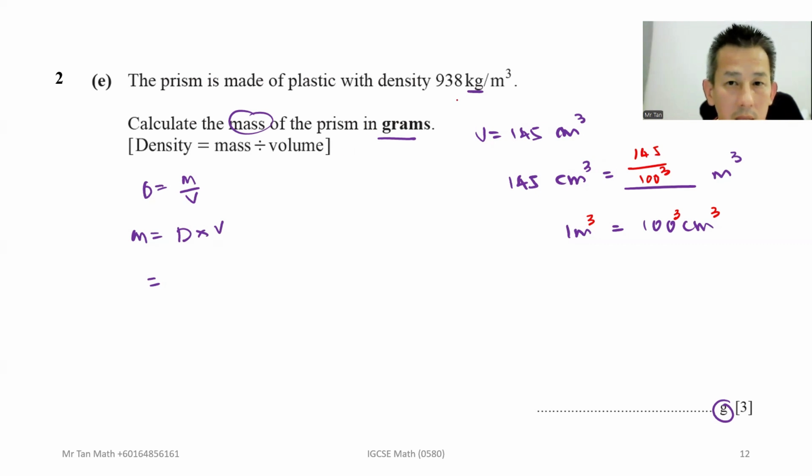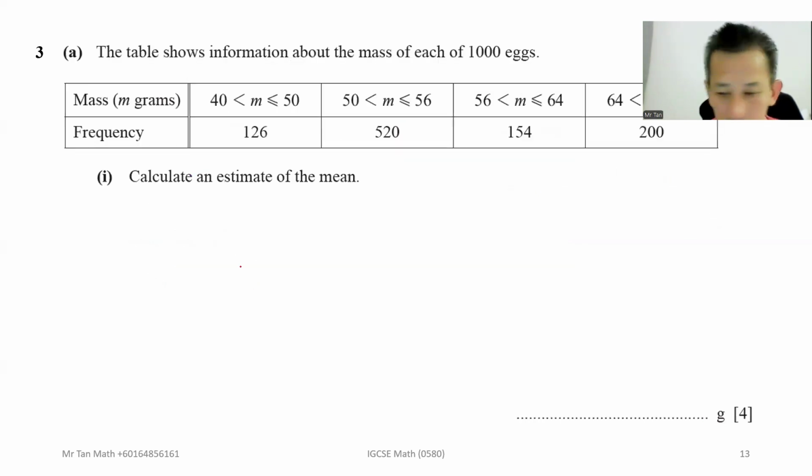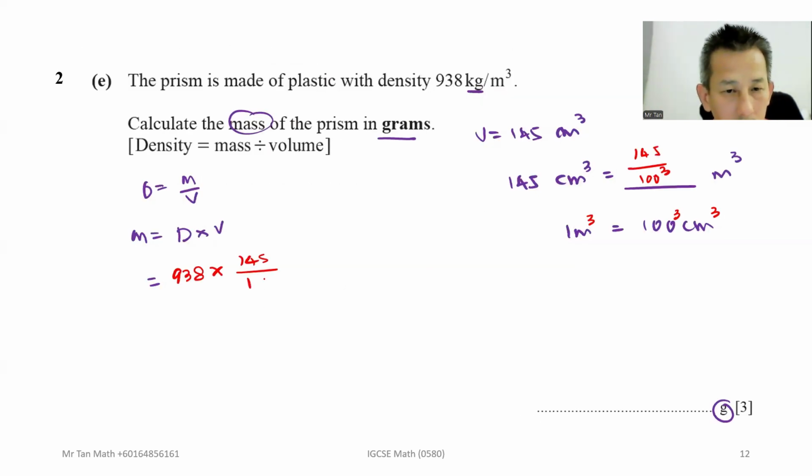The density is in kilogram, so you can calculate here 938 times 145 over 100 cube. You should get 0.13601. The answer will be in kg because the mass is in kg.